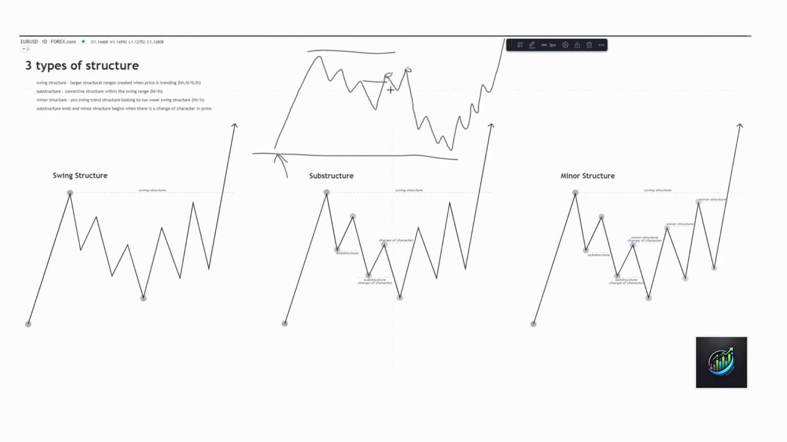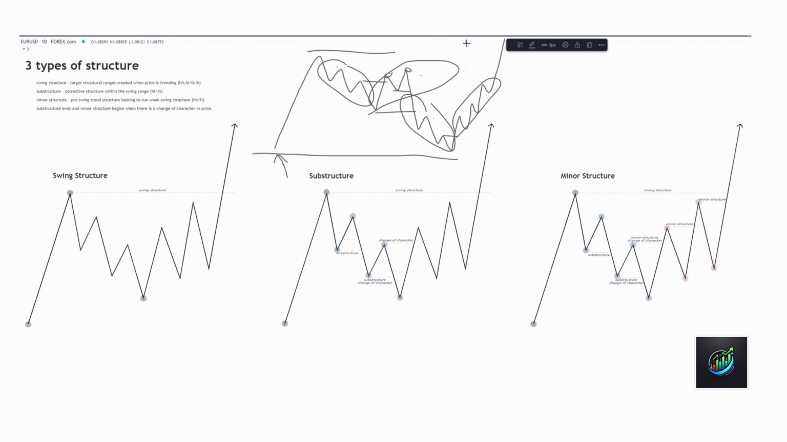What we can see is then we had another change of character, creating lower lows and lower highs. Then we started creating higher highs and higher lows. So we had substructure here. We have minor structure here. And then we switch back, creating lower lows and lower highs. So we switch back to substructure, and then we start creating higher highs and higher lows. We got our change of character right here.